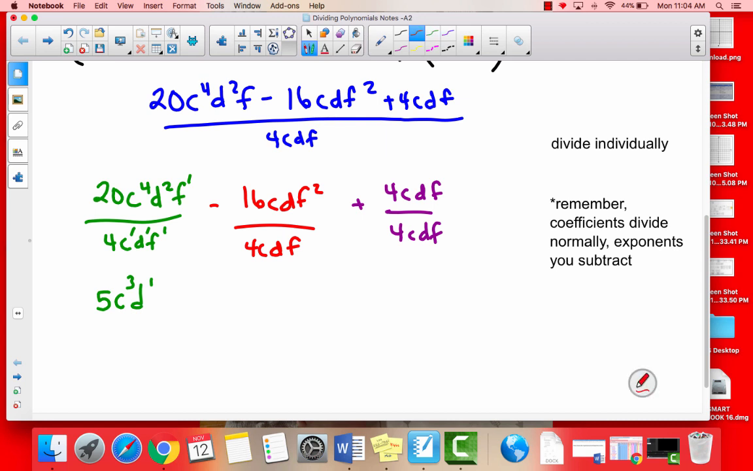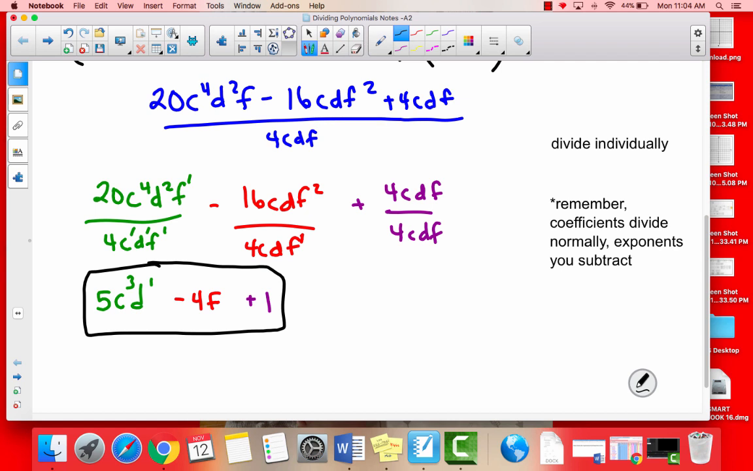Then I'm going to move on to the second one. Negative 16 divided by 4 is negative 4. My c's will cancel, the d's will cancel, and then I have f squared over f to the 1st, which will just leave us with an f to the 1st. And for the very last one, I have 4cdf divided by 4cdf. Everything cancels, all the c's, d's, and f's, and 4 divided by 4 is 1, so I get a plus 1. So here is my final answer divided out.